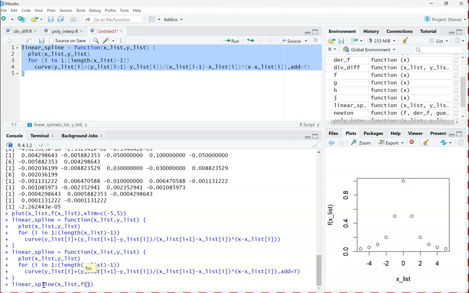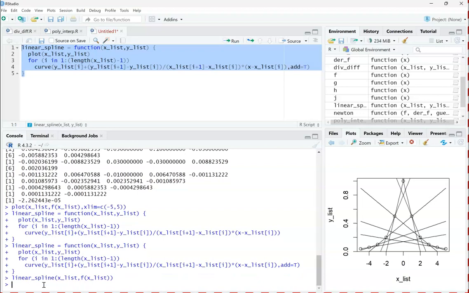If I just run this the way we have it, that's what I get. That doesn't look very good, right? Because I've got lines going, that's a cool picture, but I've got lines going everywhere, right? It's not approximating the function like we said we wanted, okay? So I don't want to just leave it like this. I do want the add equals true command in there because I want to make sure that I plot the points and then add each individual segment.